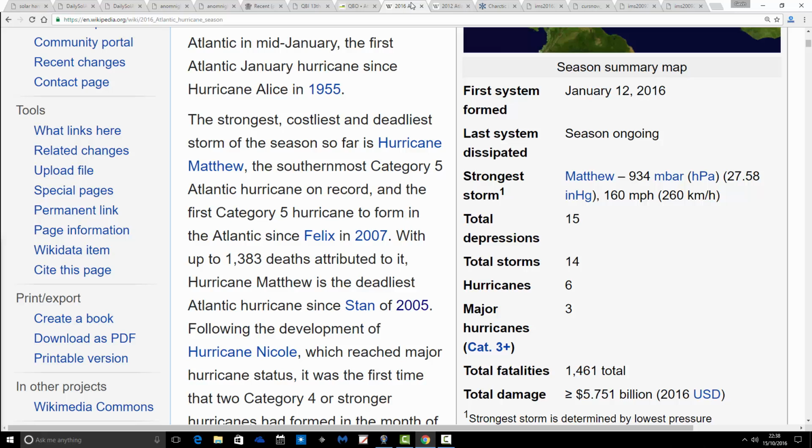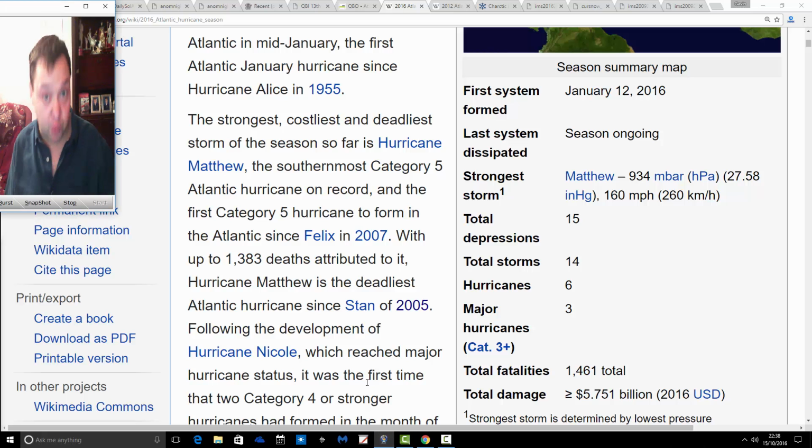Hurricane activity next. We have seen a further increase in tropical Atlantic storms. So far for the 2016 hurricane season, we have had 15 total depressions, 14 total storms, 6 hurricanes, and 3 major category 3 or above hurricanes. This is now the strongest hurricane season since 2012. We can say that quite definitively. We have beaten 2013, 2014, and 2015. It's the biggest, strongest, most active hurricane season since 2012.